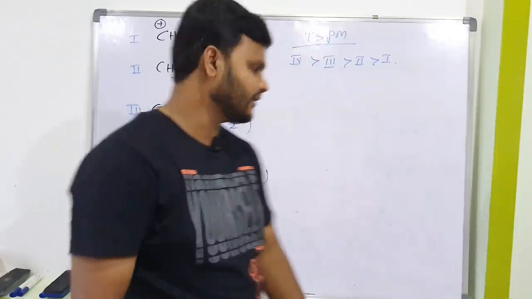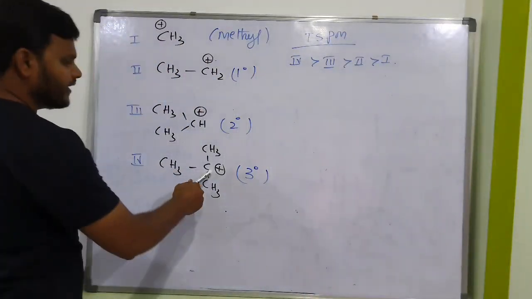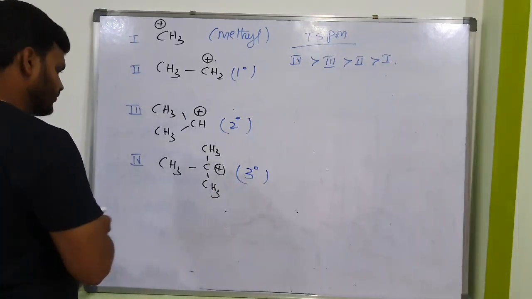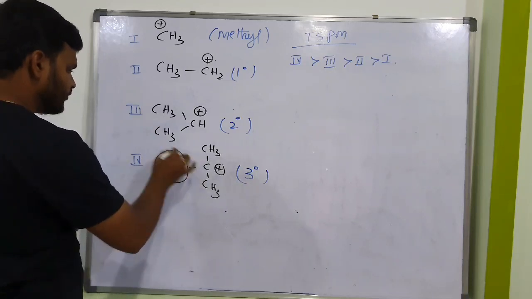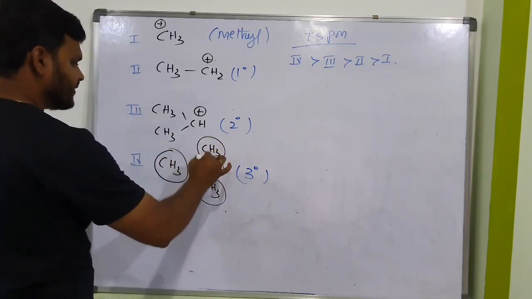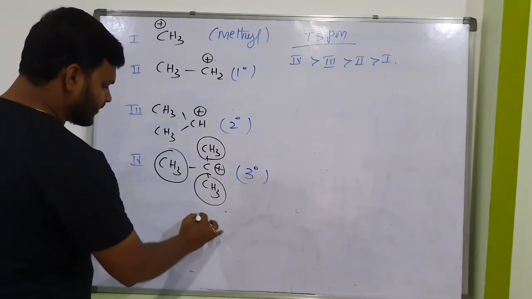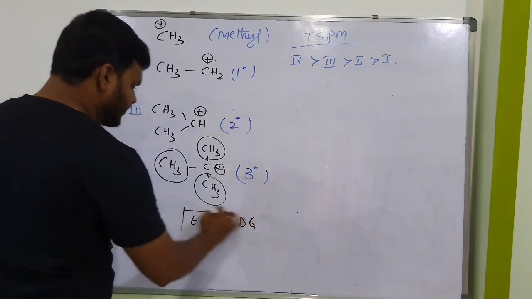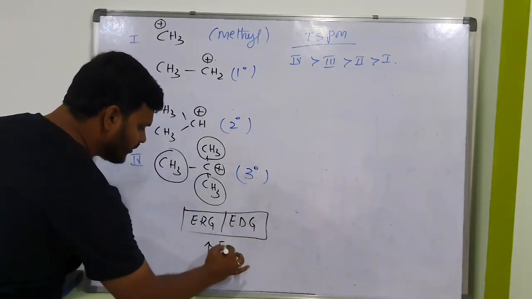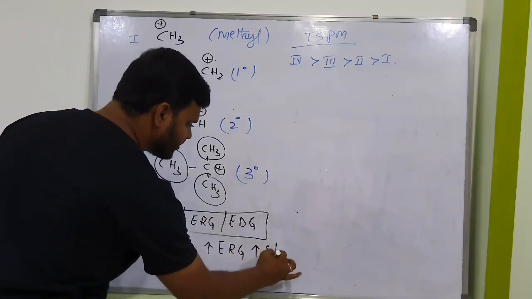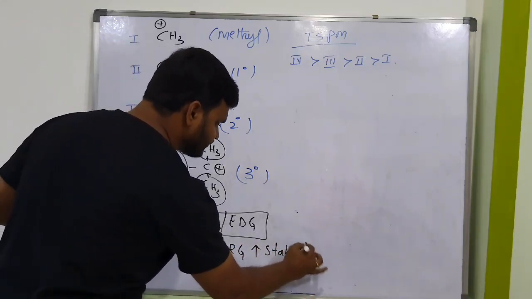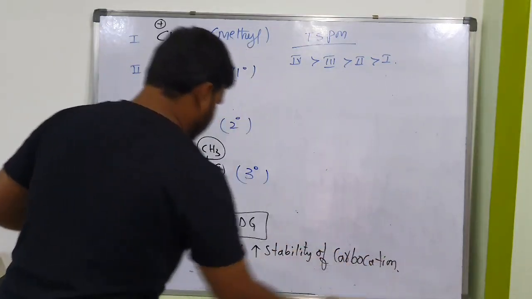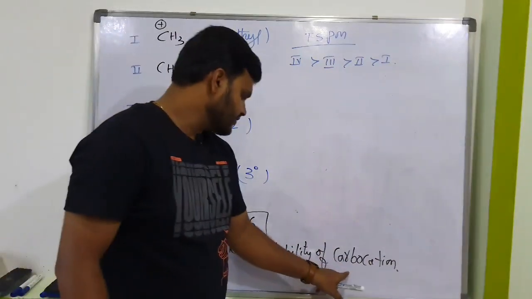Let me explain very clearly. Just look at the board. Actually, this is the reactive center, C plus. So the reactive center is attached to alkyl groups. What are the alkyl groups here? Methyl groups. This is a methyl group, this is a methyl group, this is another methyl group. Actually, a methyl group is nothing but an electron releasing group. It is also called an electron donating group. So actually here, increasing the electron releasing groups increases the stability of the carbocation. This is very, very important. Increase the electron releasing groups, increase the stability of the carbocation.